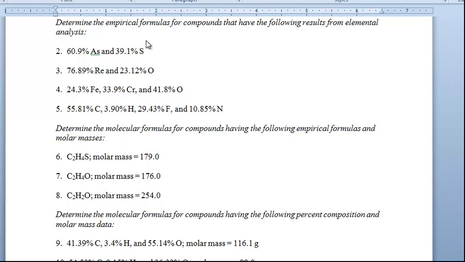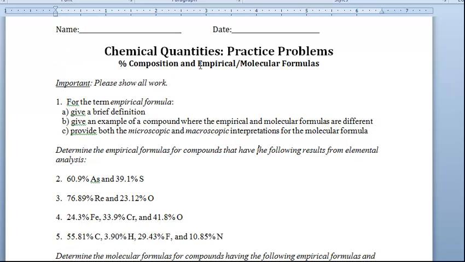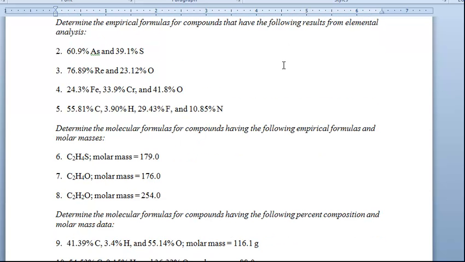Okay, so in part one, the introduction to this worksheet, let's take a look here. We're dealing with chemical quantities, practice problems, and the focus is percent composition and empirical and molecular formulas. In the last video, we did number 2, and now we're ready for number 3. Let's just remind ourselves what we're trying to do. It says determine the empirical formulas for compounds that have the following results from elemental analysis.